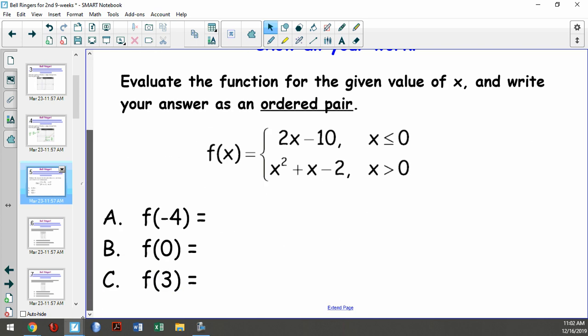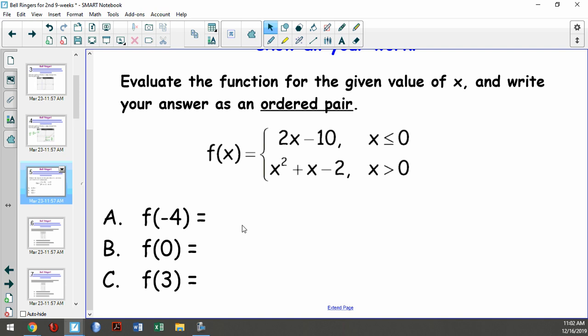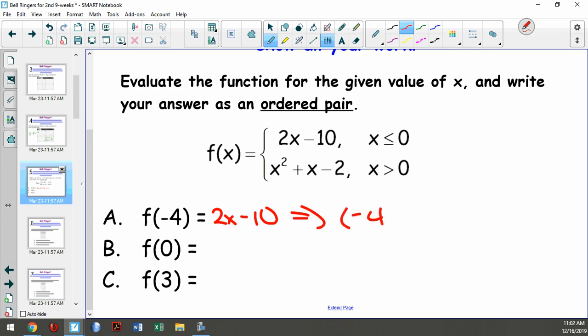Any questions over the piecewise? Plug and chug. Okay. Part A. f at -4, do you plug it into the top or the bottom function? You do not do both, so you have to choose one or the other. How do I determine which one it is? -4 is going to be less than or equal to 0, so that's where you're going to use the 2x minus 10. Do we all understand that, yes or no? And when you do that, you're going to have the point (-4, -18), yes? Did we all get that?